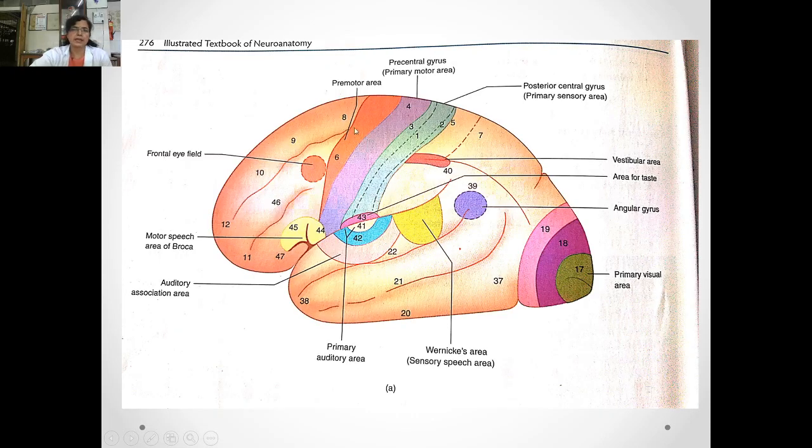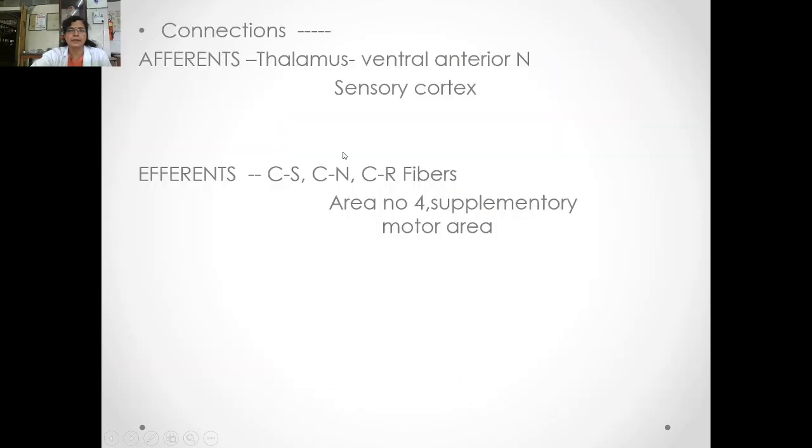In this diagram, this is the superolateral aspect of the cerebral hemisphere. You can see here in front of area number 4, that is the primary motor area, there is area number 6 and that is the premotor area. Connections of this area: afferents, it receives fibers from the thalamus, particularly from the ventral anterior nucleus of thalamus, and this ventral anterior nucleus of thalamus receives many fibers from the basal ganglia, and thus through this nucleus the basal ganglia is connected with this cerebral cortex.